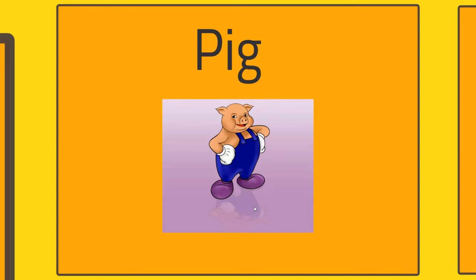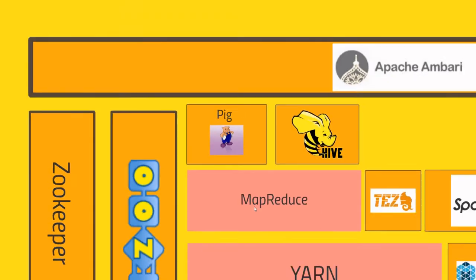So Pig will actually transform that script into something that will run on MapReduce, which in turn goes through Yarn and HDFS to actually process and get the data that it needs to get the answer you want. That's Pig, just a high-level scripting language that sits on top of MapReduce.